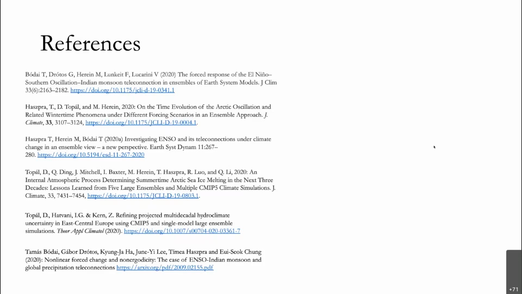Thank you. Another question from Mark Cane: How do the shifts you find in time compare with either observed changes over time or model internal variations? Yeah, so this is also a question referring to Clara's, I think.